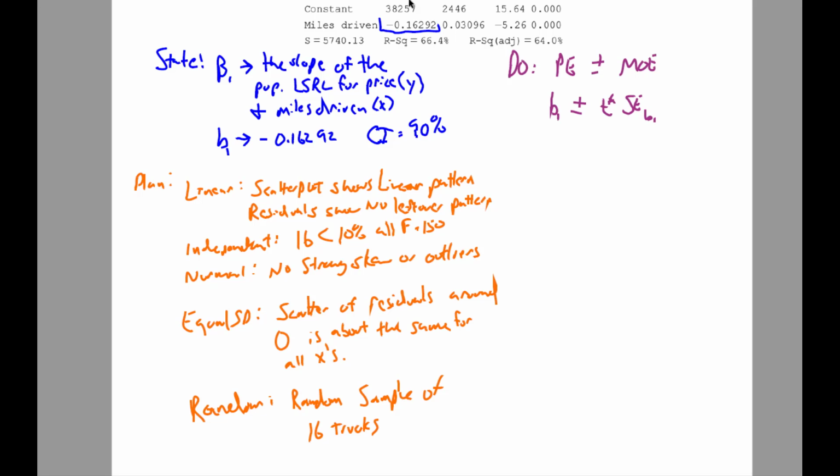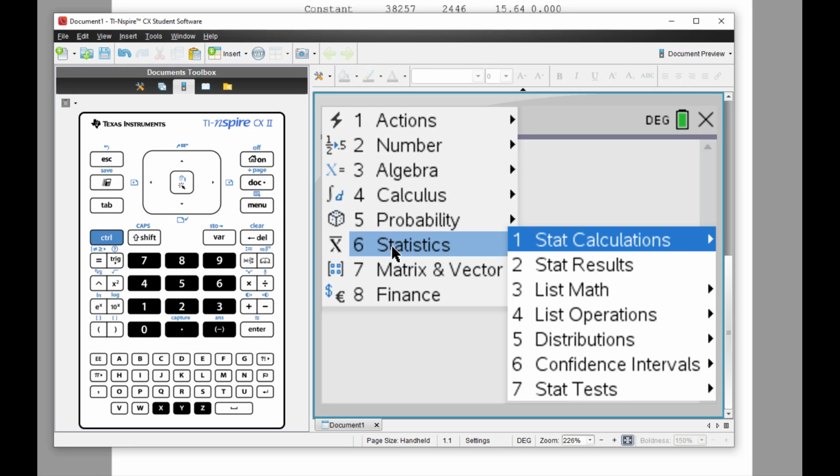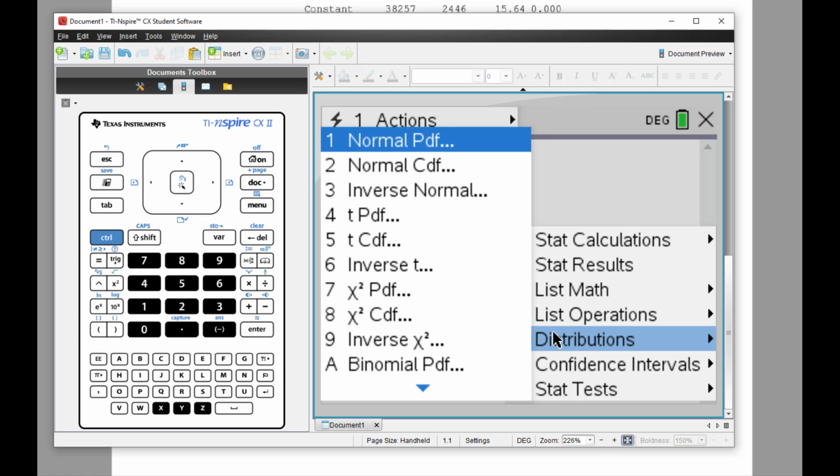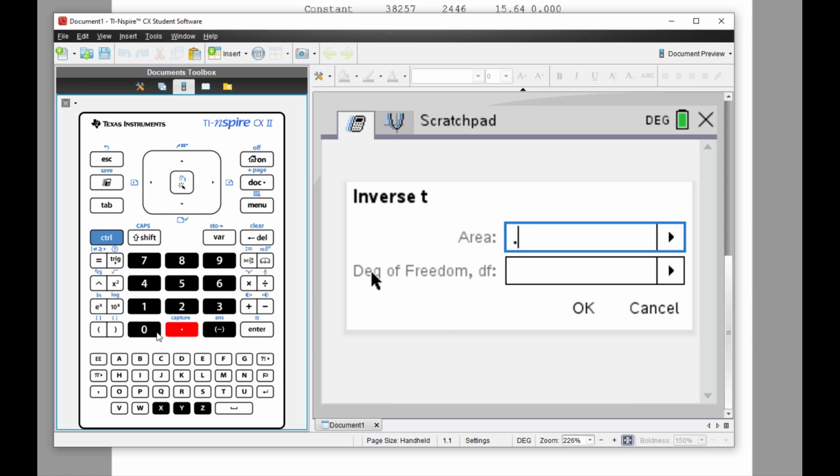So now, first off, before we get moving with this, let's find our t star. If you have a TI-Nspire, I'll show you how to do that real quick. So with this one, you would simply go to menu, statistics, distributions, and we're going to do inverse t, our area. Now we're doing a 90% confidence interval. So you would take 1 minus 0.9, which gives you 0.1, and divide that by 2. So we should have 0.05 for our area.